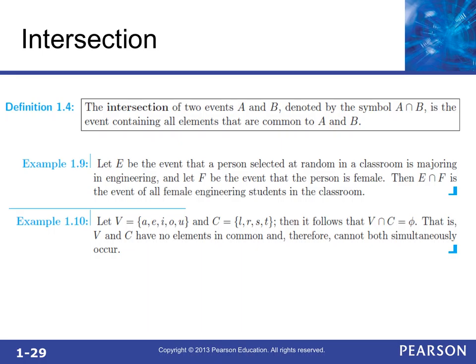Another relationship regarding this is the intersection. The intersection of two events A and B, denoted by the symbol A intersection B, is the event containing all elements that are common to A and B. So again, let's consider this example. Let E be the event that a person selected at random in a classroom is majoring in engineering, and let F be the event that the person is female. So in this case, the intersection of E and F is the event of all engineering students in this classroom. So this intersection means this student has a major of engineering and this student is a female.